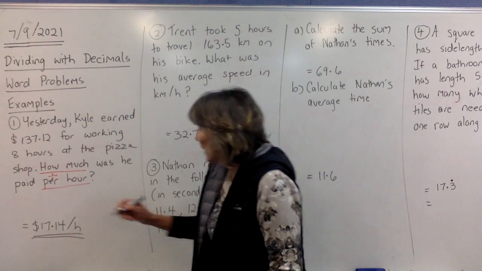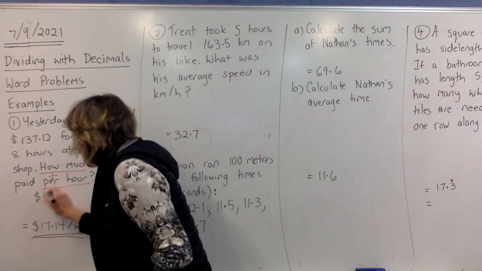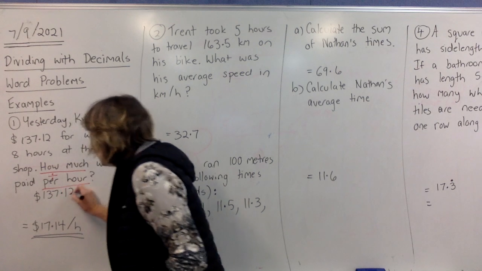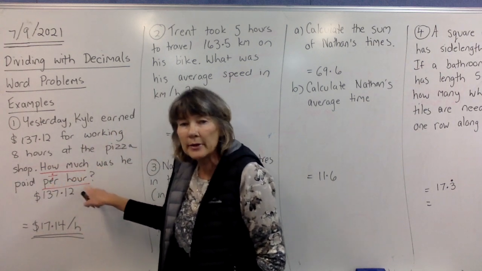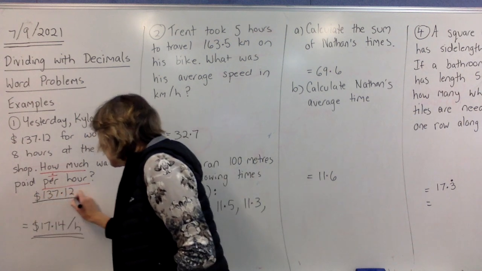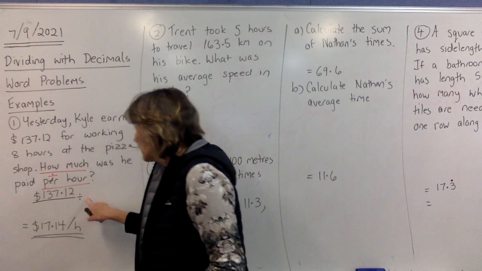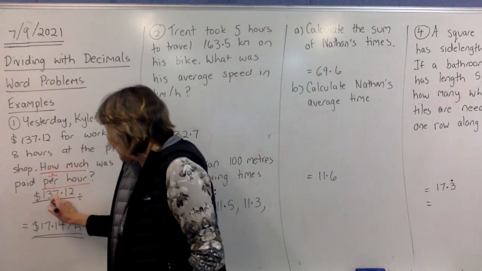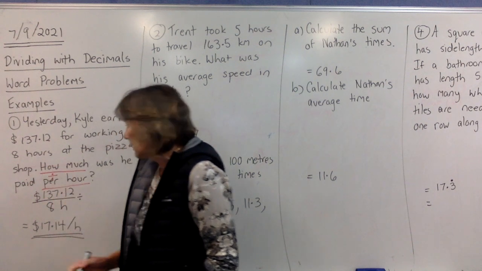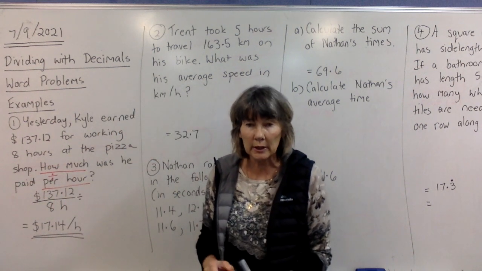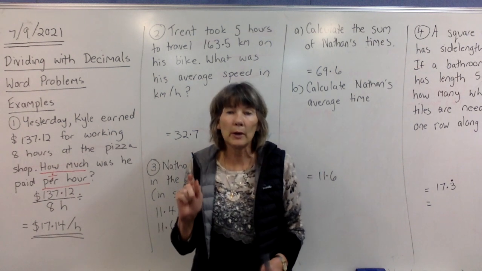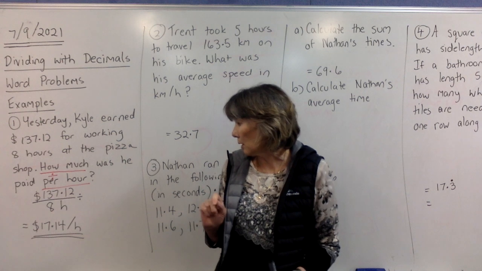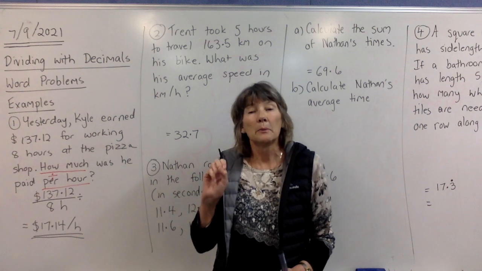Alright, so we're going to write down that we've got $137.12 because that's how much we're earning. Then we're going to divide by the number of hours. I always write divisions with a fraction bar, so we're dividing by the number of hours, which is 8 hours. And then when you put that in your calculator, put it in as a fraction, 137.12 over 8, press the equals.